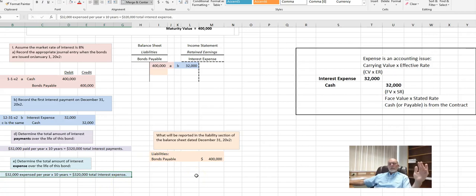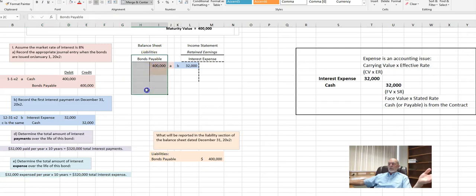At the end of every year, the amount reported on the balance sheet is the carrying value of the bond, which is the face value, the bond payable, plus or minus the discount or premium, which in this case is 0. Now the way the interest expense and cash is calculated, I want you to hang on to that as we get into the next two examples.